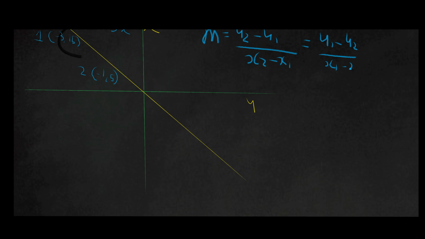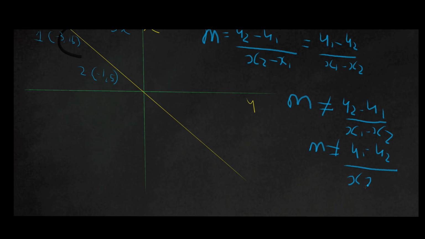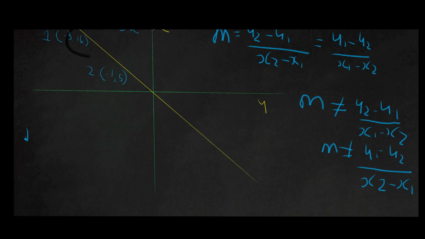You can go in whichever order you want for the points you choose, but you must maintain that order for the numerator and denominator. You can't pick and choose like you see on screen. You will get a wrong answer. Now let's go through the example.